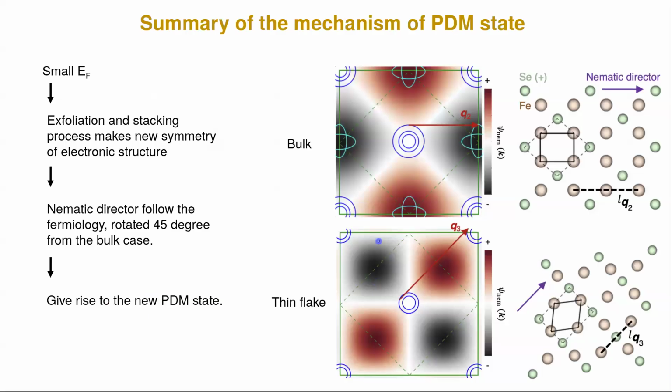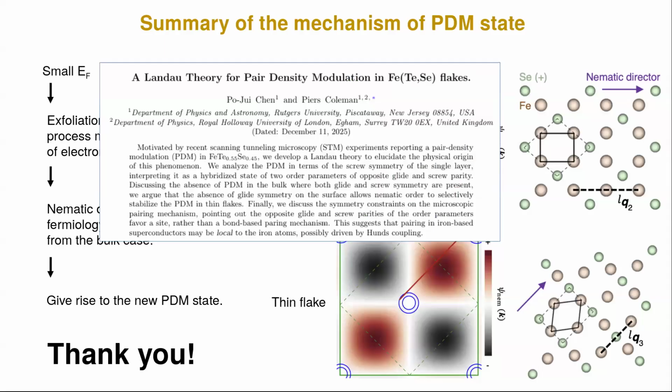Let me wrap up. The main point I want to make is that in thin flakes, because of this change in the electronic structure and also the nematic transition in this particular direction, you get rise to this pair density modulation state, which was not observed before in other systems. With this, I would like to thank you for your attention. Apologies for going over time. The work is inspiring new theoretical frameworks which go deeper in understanding our data and propose some concrete consequences that could potentially be measured.